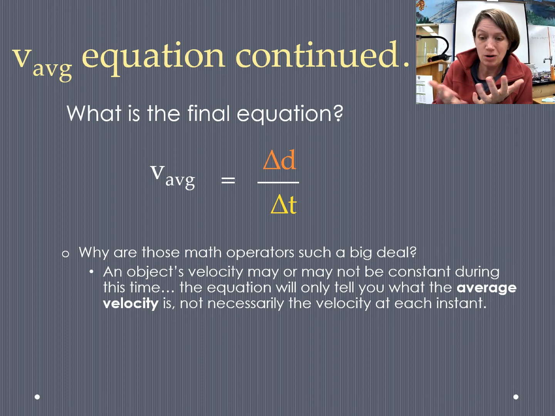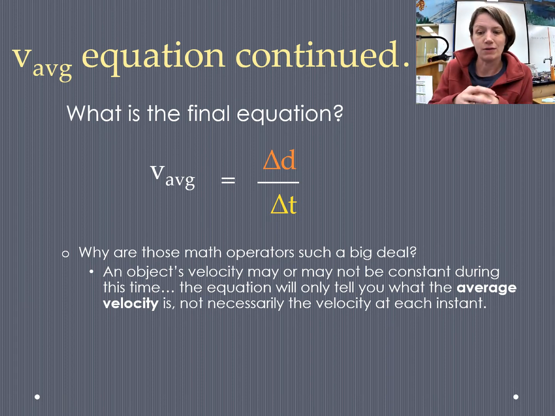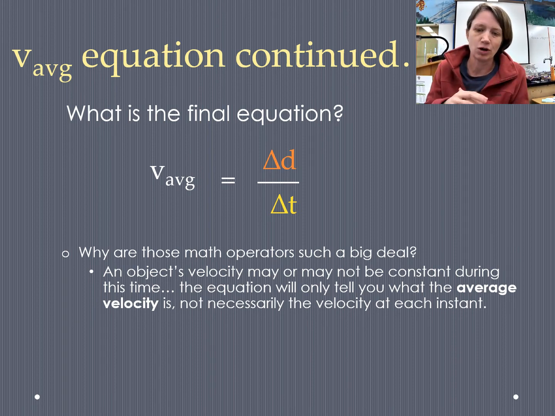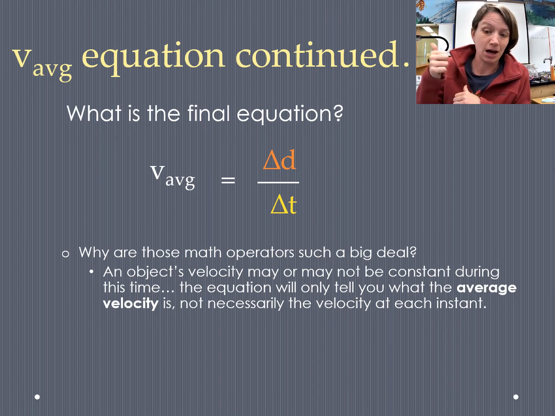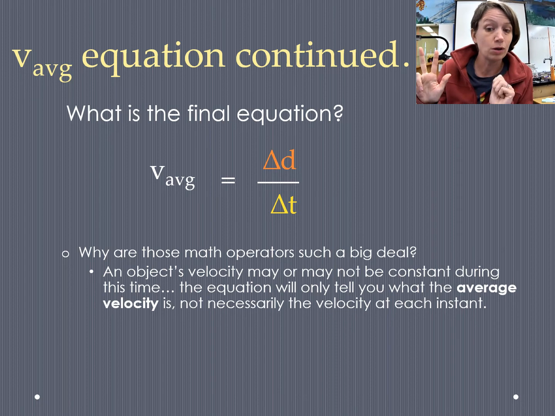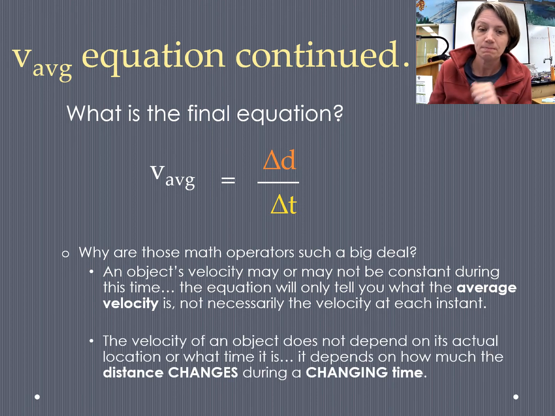And it turns out we don't actually care what your speed is at any moment. All that matters if you want to figure out how long it's going to take you to get somewhere is what's the average speed that you travel during that time. So it's really important that you note, though, this is V average. It's not V initial, it's not V final, it's not delta V. Those could all be totally different things. What this equation is going to tell you is what is your average velocity during a chunk of time.